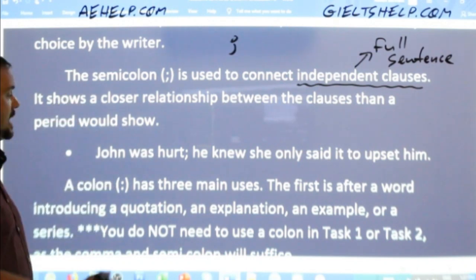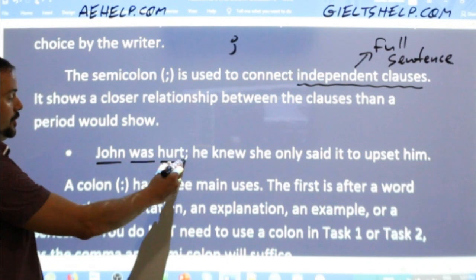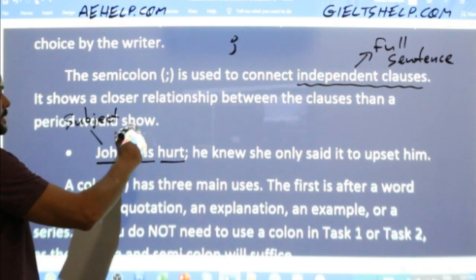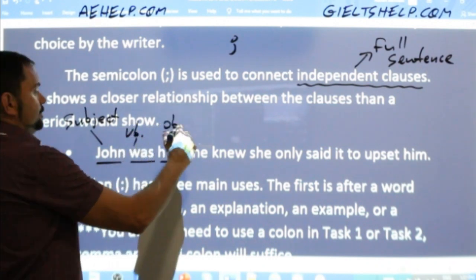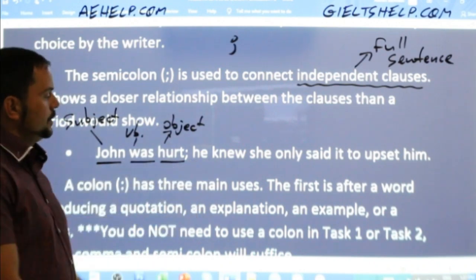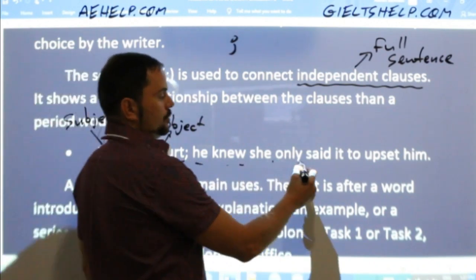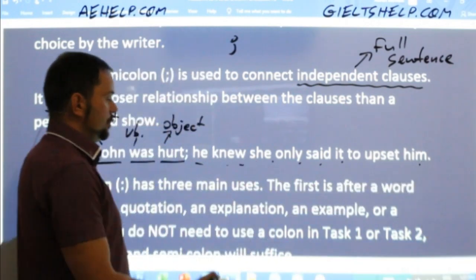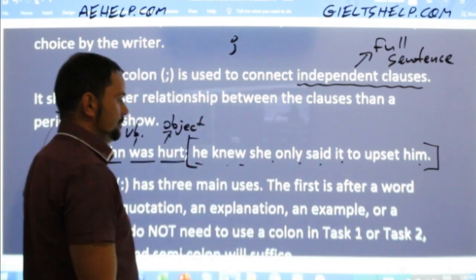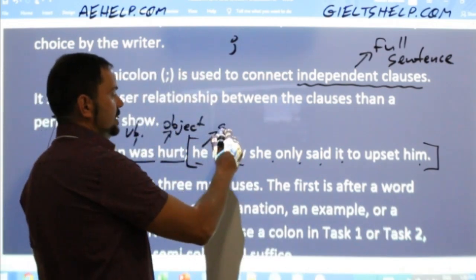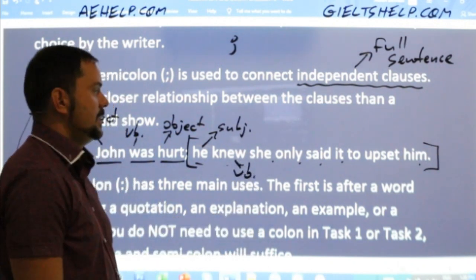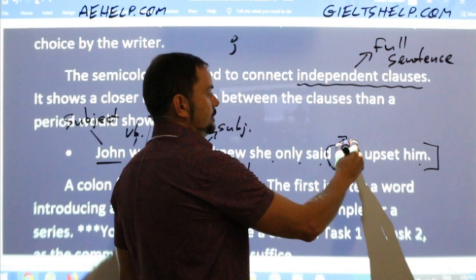And you see the example here: John was hurt. Okay, so we have subject, verb, object. And then here we have, he knew she only said it to upset him. So this here is another independent clause. It has the subject, it has the verb, and it has the object.